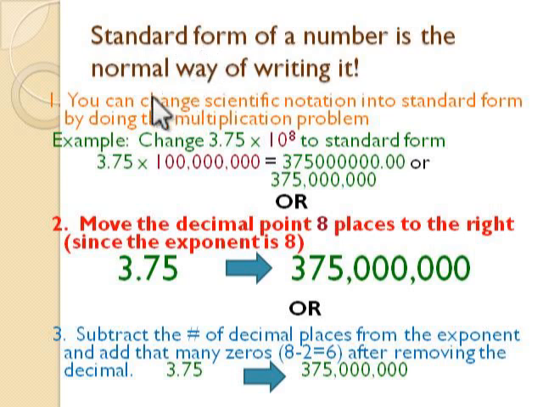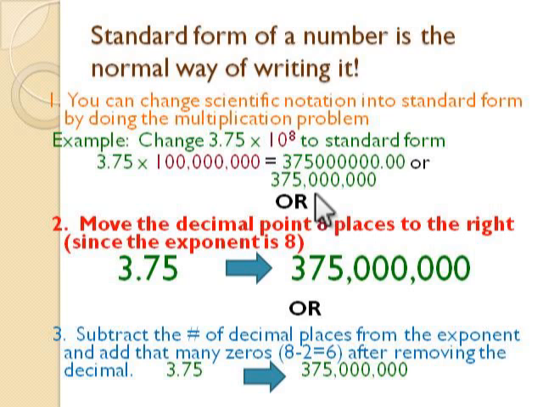Okay, so there's a couple of ways you could do it. Number one, you could just multiply it out. If you had 3.75 times 10 to the 8th, you could actually say, well, 10 to the 8th power would be 100 million, and 3.75 times 100 million would be 375 million.